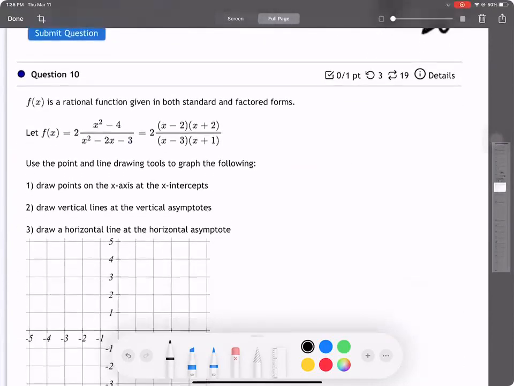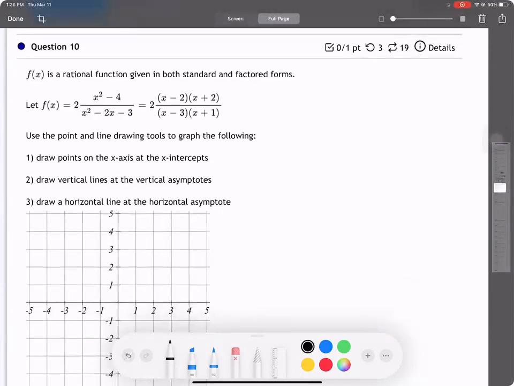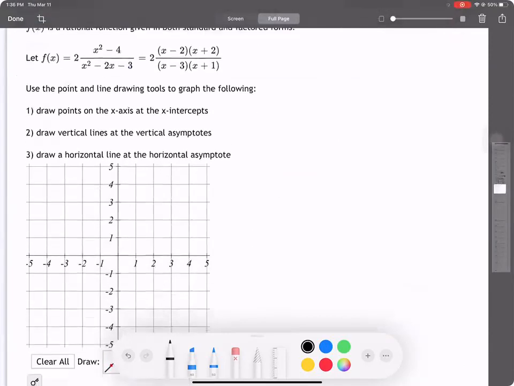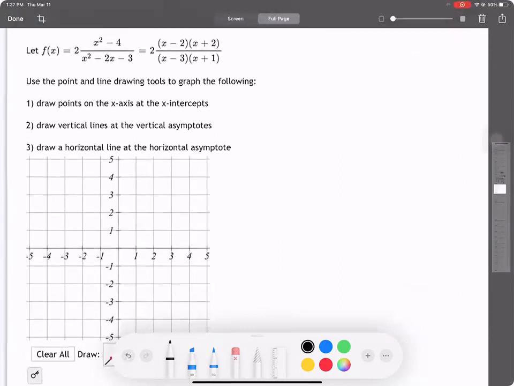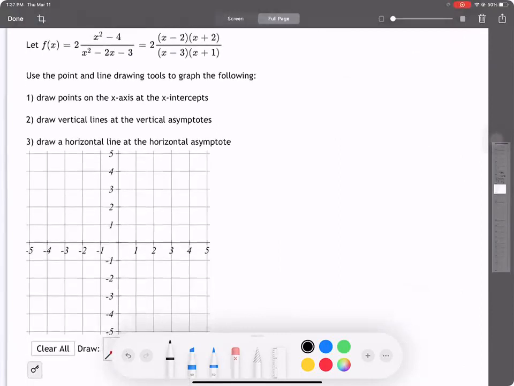Okay, f of x is a rational function given in both standard and factor forms. Thanks for doing the work for me. They're going to use the points and draw line tools to graph the following. Okay, first, draw the points on the x-axis of the x-intercept.